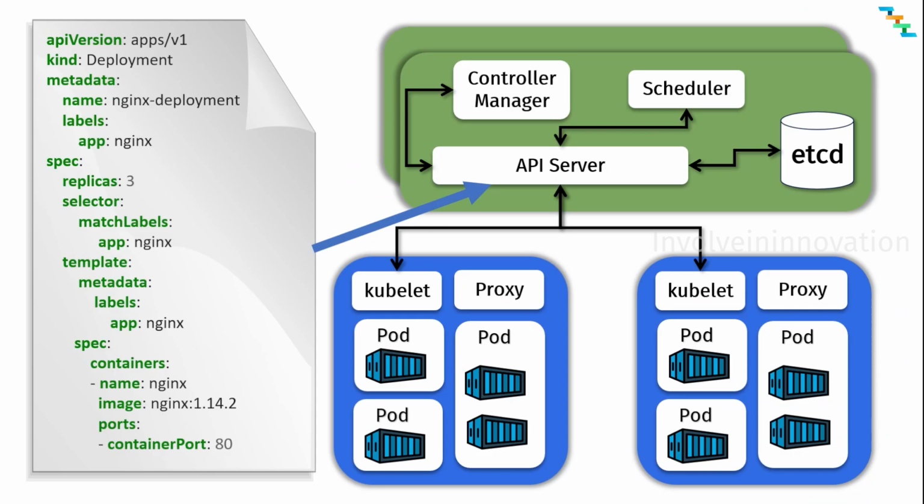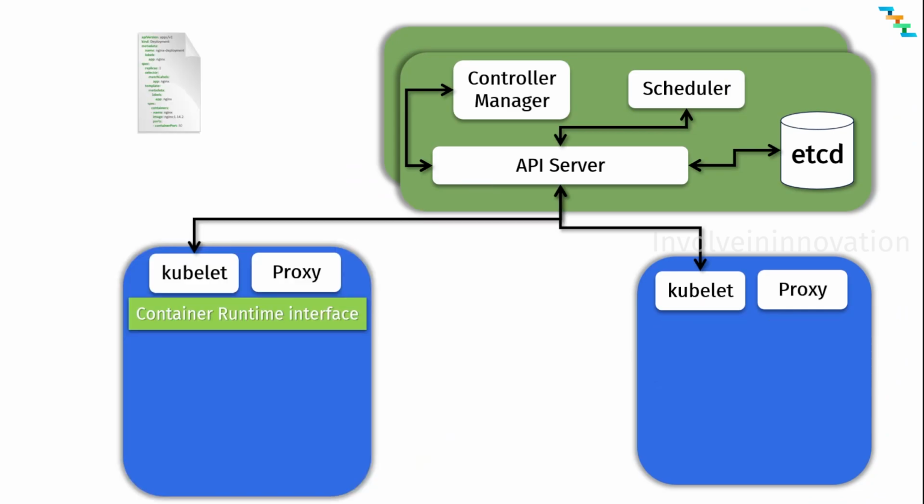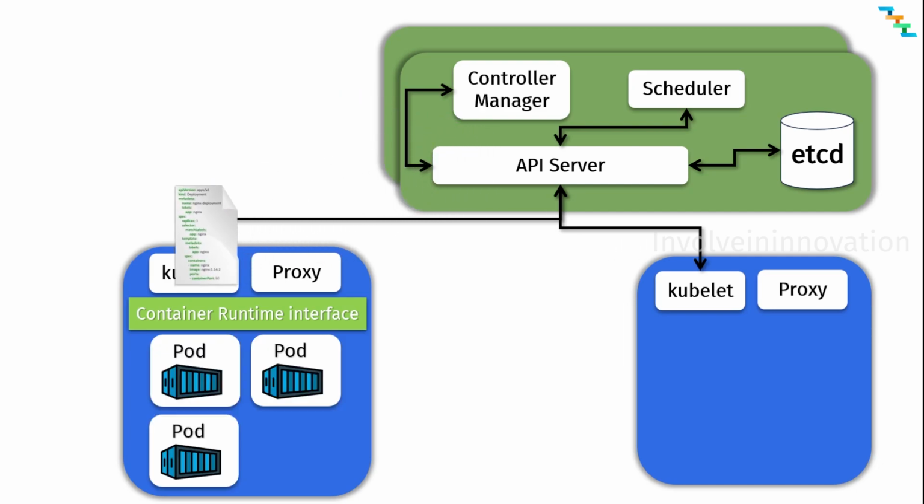The Kubelet is one of the very important components in the worker node. The functions of Kubelet are receiving the pod definition, that is the pod spec, from the Kubernetes API server, which is present in the control plane. The pod spec is the YAML file which defines the pod and the container that it should run inside it.